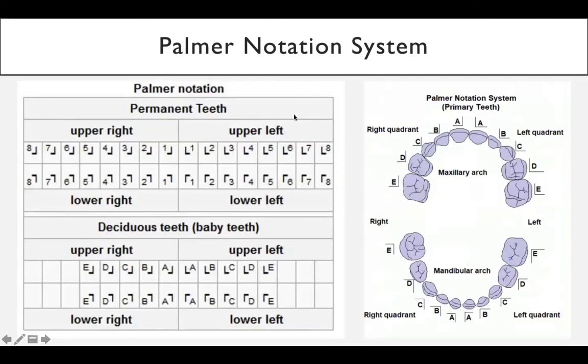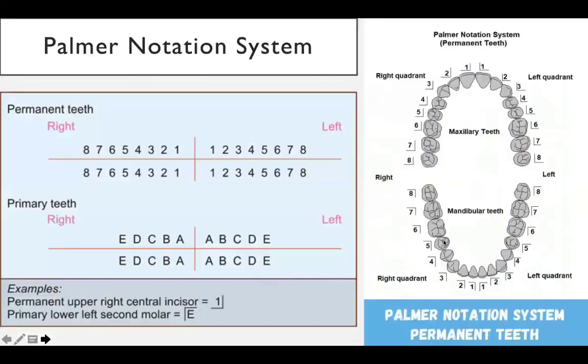Okay, so the Palmer notation system for permanent teeth and deciduous teeth. Let's first go for the permanent teeth. Starting from the midline, if we take a midline of the upper jaw and lower jaw and divide it into left and right quadrants of maxilla and mandible respectively, then from the central incisors we can name 1, 2, 3, 4, 5, 6, 7, 8, and the same on the left side, 1 to 8.